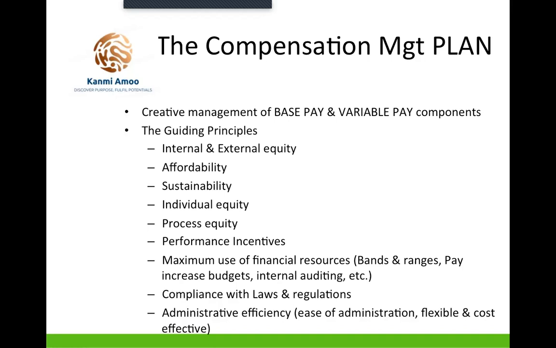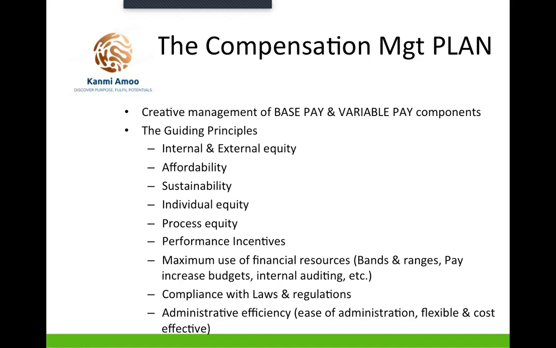There's also process equity. The way you go about things should be the same process for achieving the same ends, and it will be fair when it comes to payment, when it comes to compensation. As I've said here, there must be maximum use of financial resources. Maximum use, maximize it.